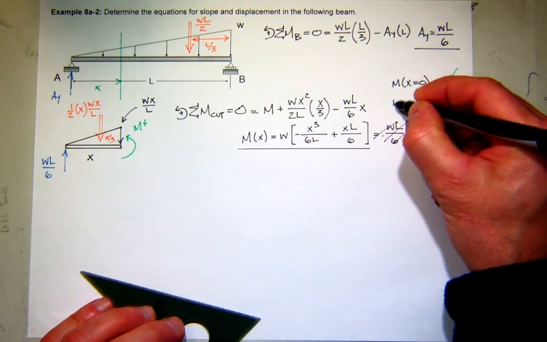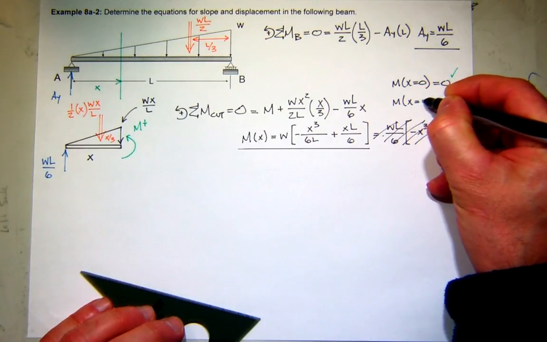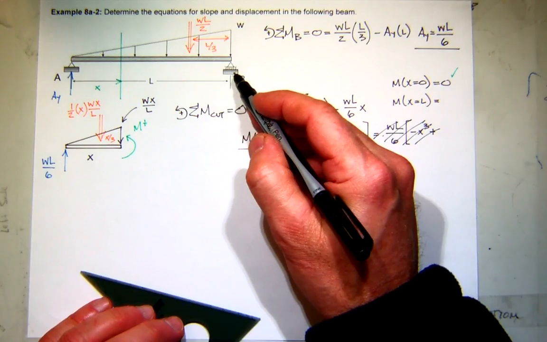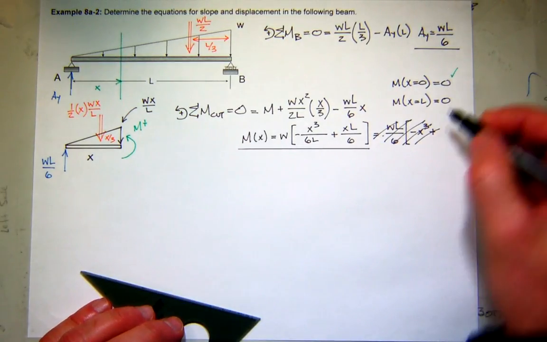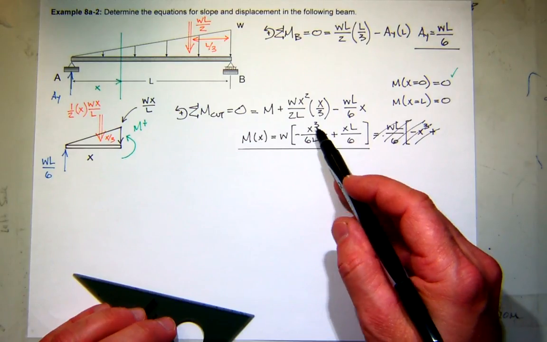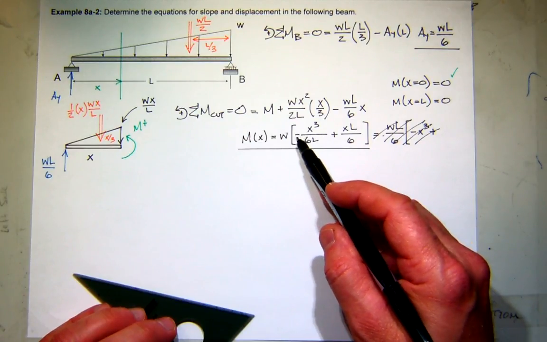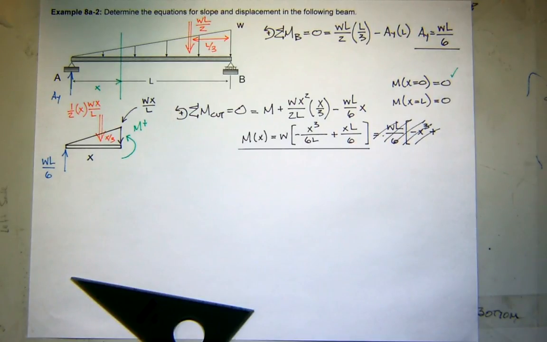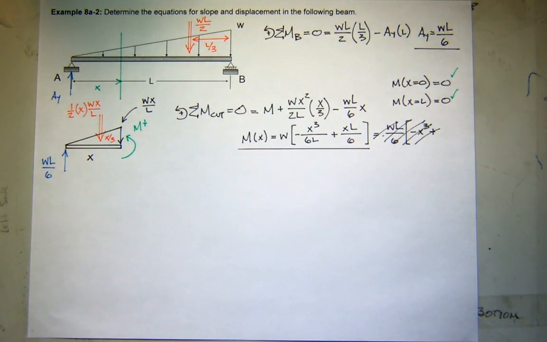What is the moment at x equal L, at the pin at B? Should also be 0. Put in x equal L, what do you get? You get negative L squared over 6 plus L squared over 6, again, is 0. So that seems to work. So I feel pretty good about my moment equation.